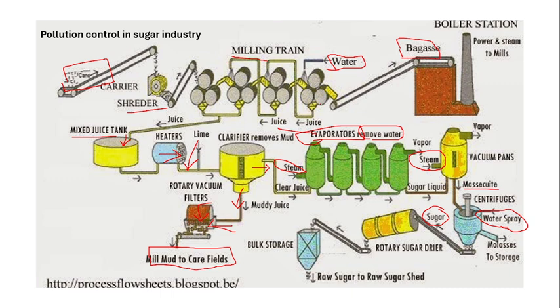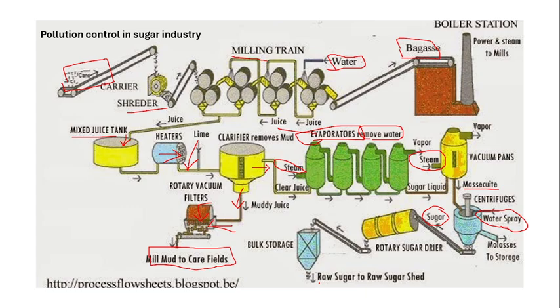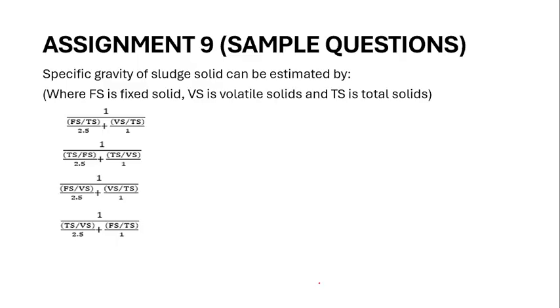All this water should be collected and treated, and mainly they are saying the water used in the evaporator will have a higher amount of COD. So they are expecting the treatment of the wastewater streams separately to ensure pollution control. For maximum efficiency, they are suggesting separate treatment. So this is one example of the sugar industry in industrial pollution control. Further industries will be discussed in the upcoming lectures, in the next week. Now with this introduction about the week 9 lecture, we will move on to the sample questions of week 9.